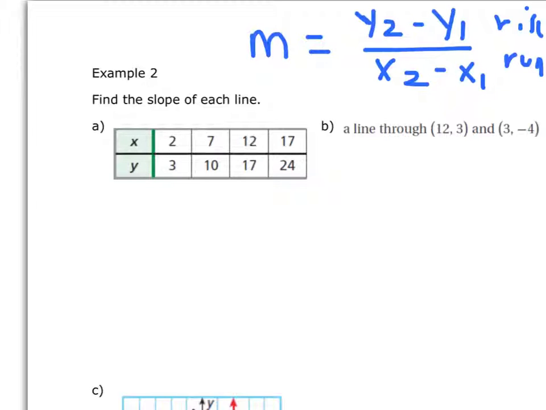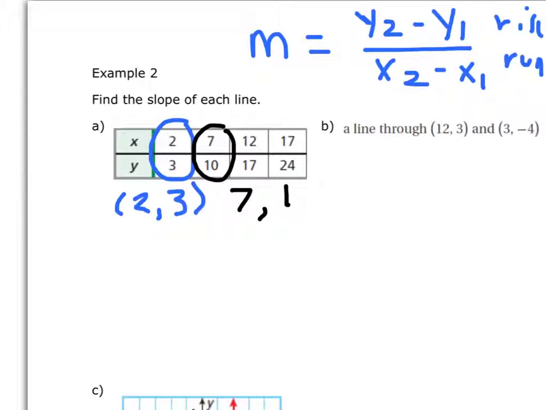Now, when we have a little chart like this, you can pick any 2 points. So right here, I'm going to pick this point, 2, 3, and then I'm going to pick this point right here, 7, 10. Notice you could have picked any 2 sets of points on this. Now I'm going to call this x1, y1, and this x2, y2.